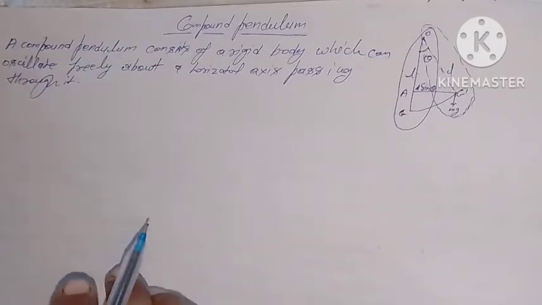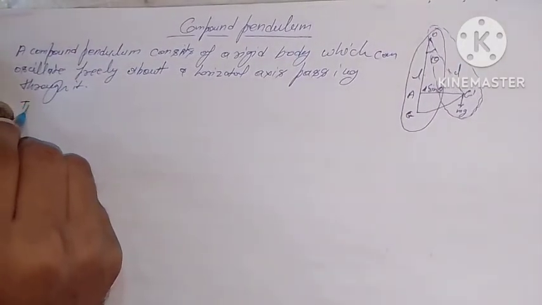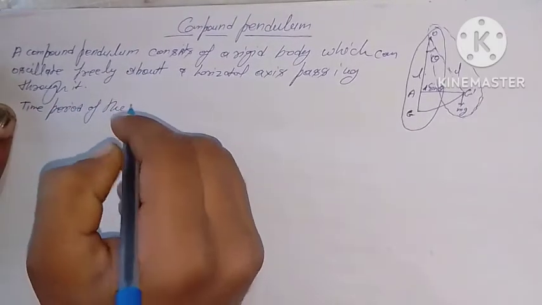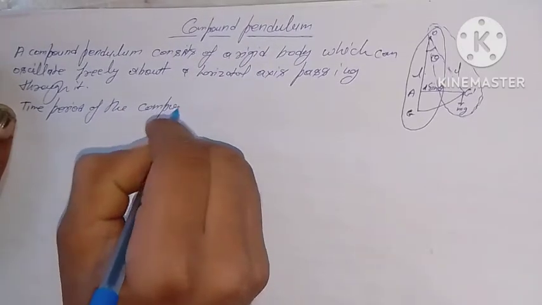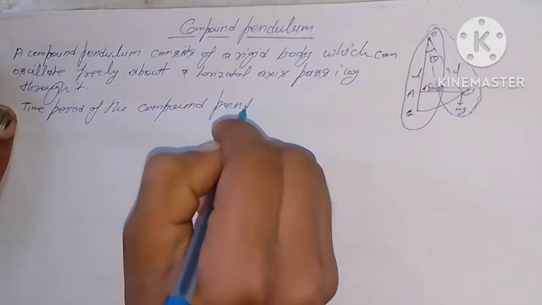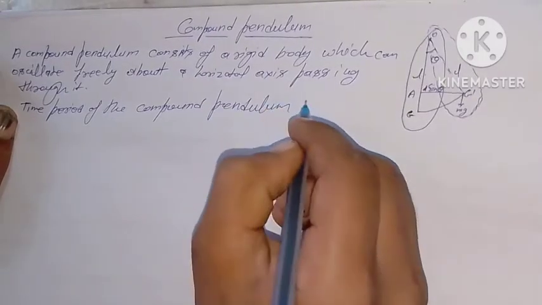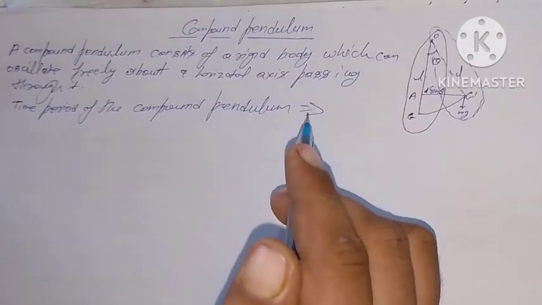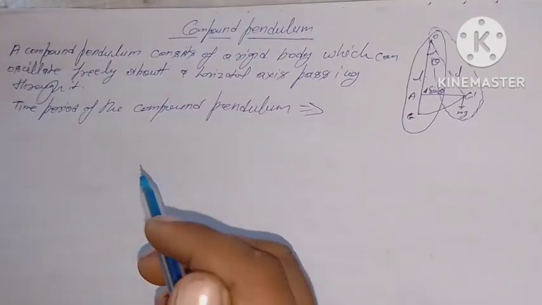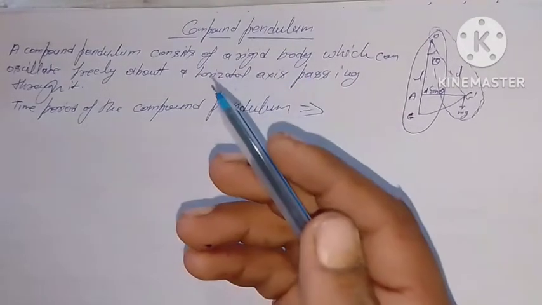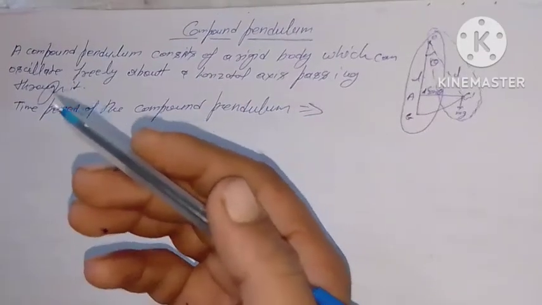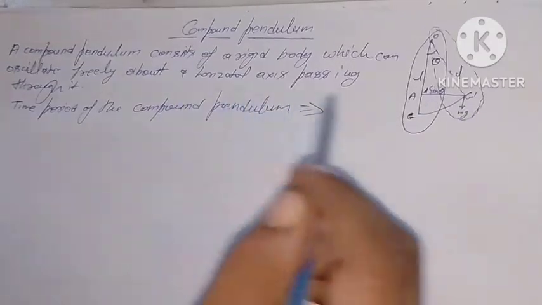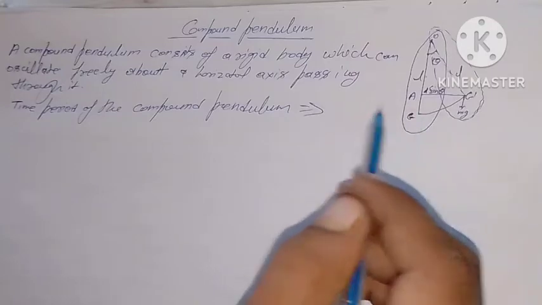Okay? Time period of the compound pendulum. Consider a rigid body of any shape and mass m, capable of oscillating freely about a horizontal axis passing through it and perpendicular to its plane.